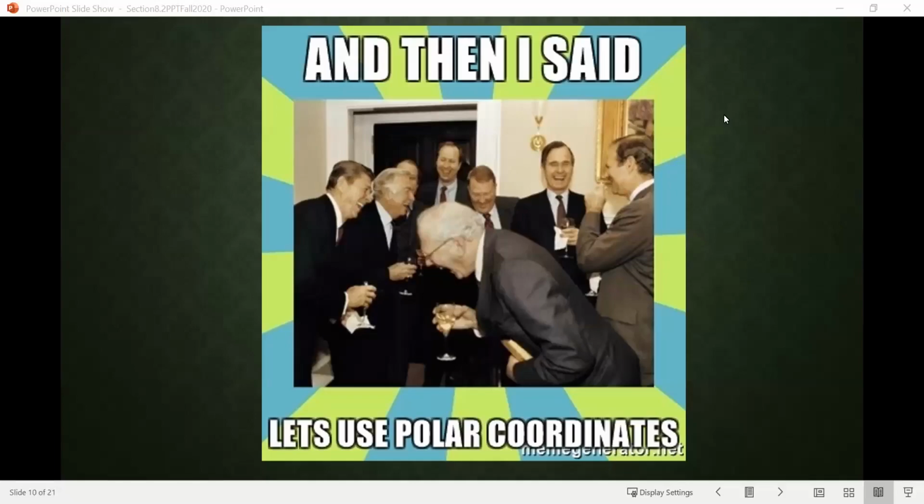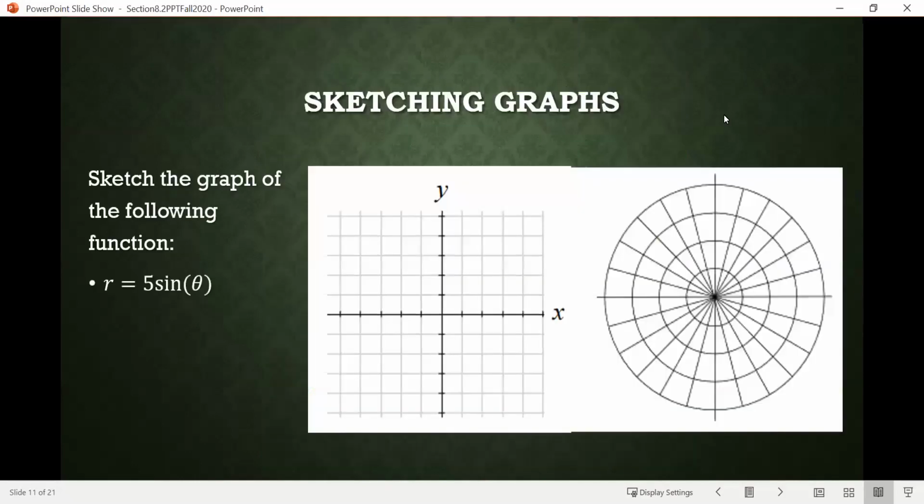All right, greetings everyone. Welcome to the fourth part of the video for section 8.2. And as promised in the previous video, we'll now start looking at graphing polar equations on our calculators. So we're going to start by graphing this equation, r equals 5 sine theta.